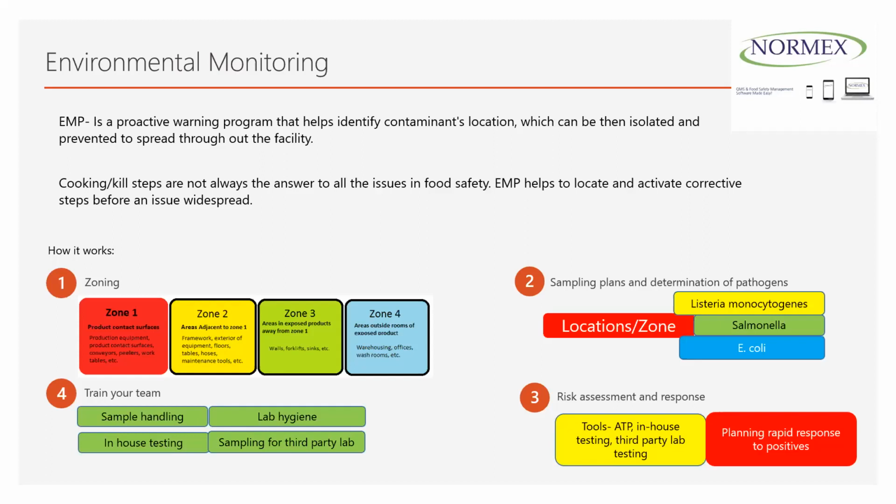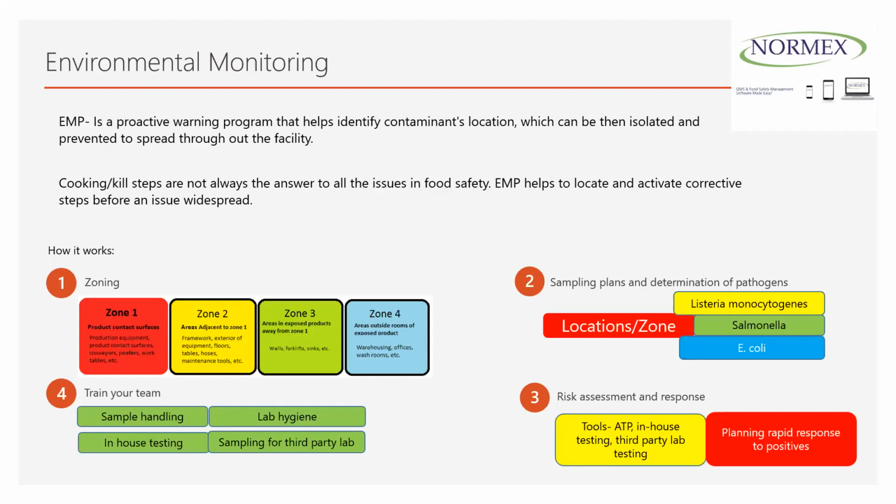Zone 3 would be areas in exposed products away from zone 1. They're a little away, but they still can contribute somehow. So the nearest wall to your conveyor belt could be an example of zone 3. Your forklifts too, because they come and go in the production area, and if some fresh produce falls off on the floor.